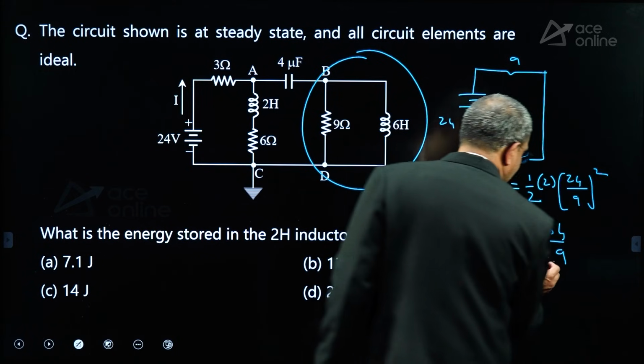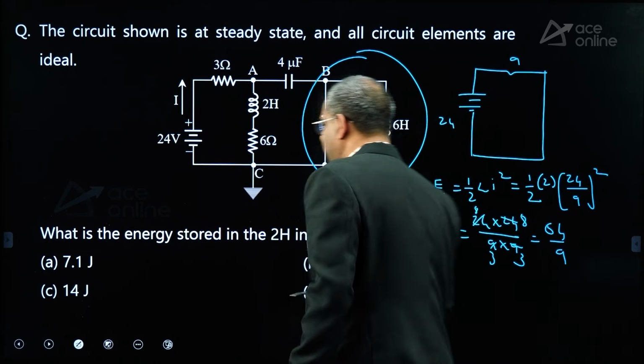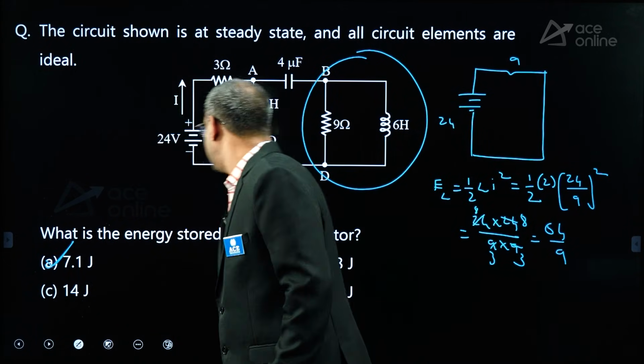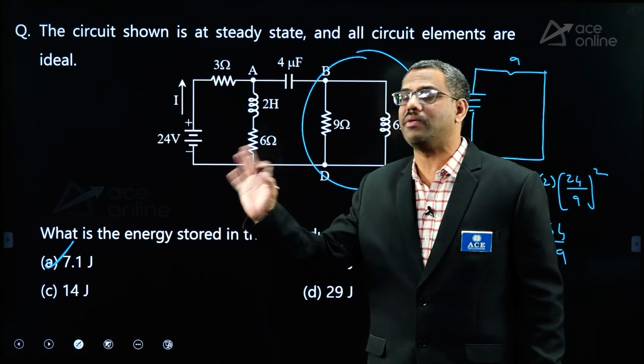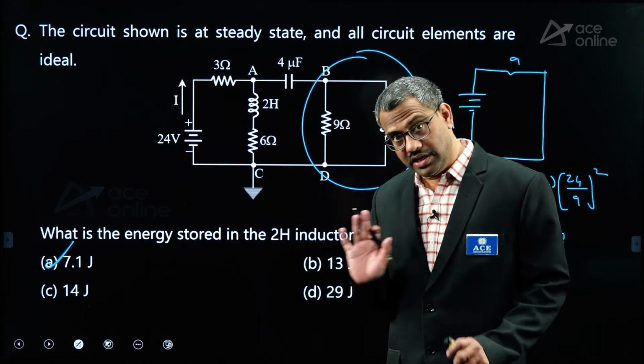Yes, 9 7s are 63. So 63 is 7, and 64 by 9 is 7.1 joules. Simple, sir. Okay, you will give such bits in.